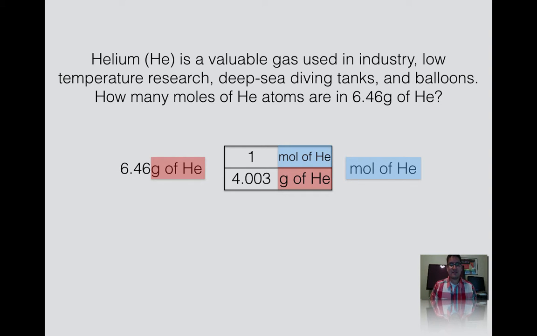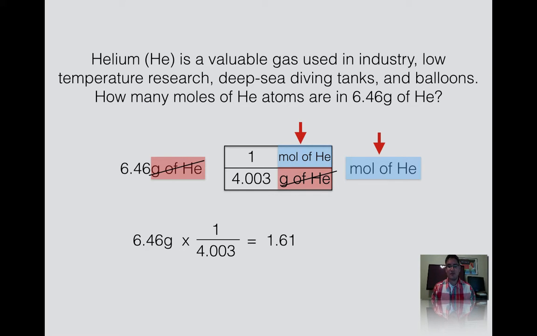That's the combination of units that I'm going to need to get to my goal, which is moles of helium. So my units of grams will cancel out, giving me moles. All right, so now what's left is just the math. This is my basic math problem, which is 6.46 divided by 4.003.